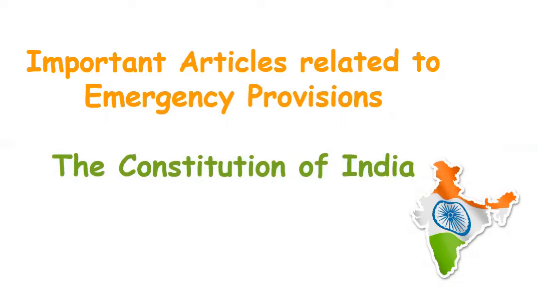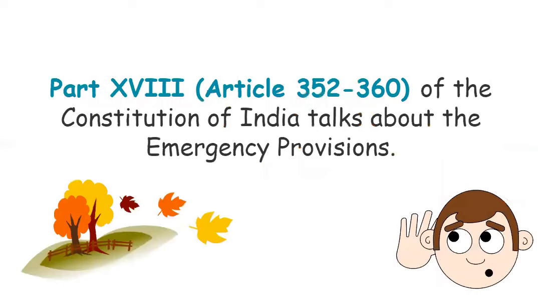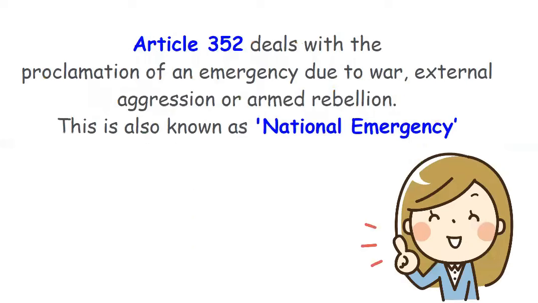Important articles related to emergency provisions. Part 18, Article 352 to 360 of the Constitution of India talks about the emergency provisions. Article 352 deals with the proclamation of an emergency due to war, external aggression, or armed rebellion. This particular declaration is known as national emergency also.